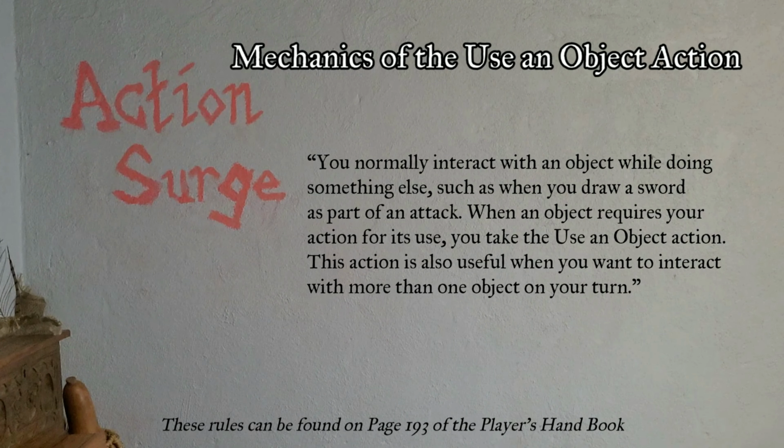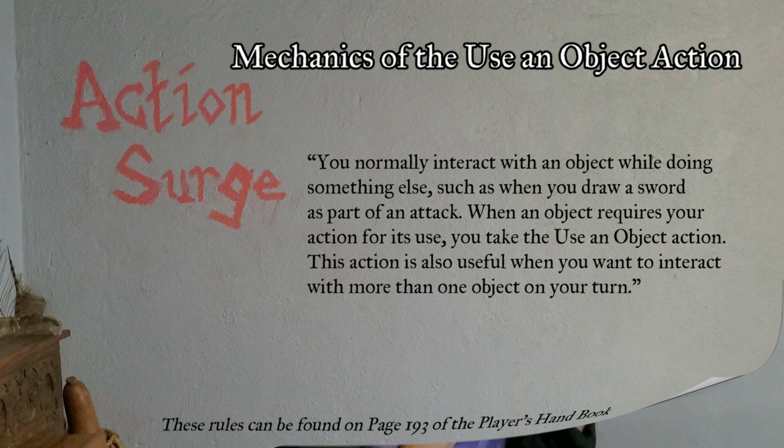Let's go ahead and take a look at the mechanics in the game. You normally interact with an object while doing something else, such as when you draw a sword as part of an attack. When an object requires your action for its use, you take the Use an Object action. This action is also useful when you want to interact with more than one object on your turn.